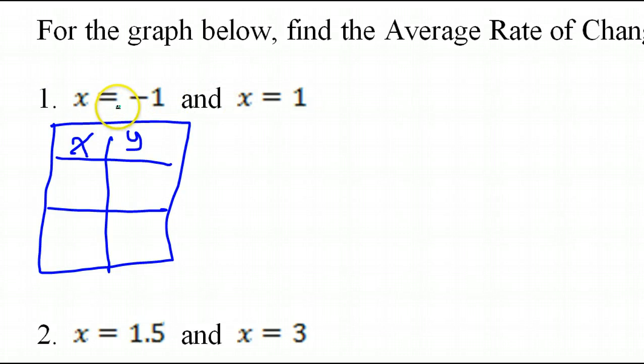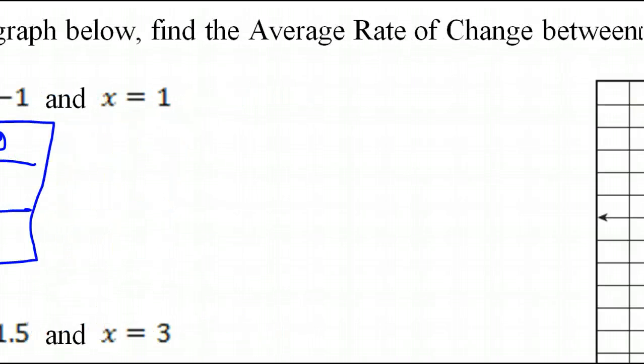Now, we're given 2 x values in this case, an x value of -1 and an x value of +1. We just need to find the y values that go with these x values. So let's look at the graph and let's look for -1 and +1.